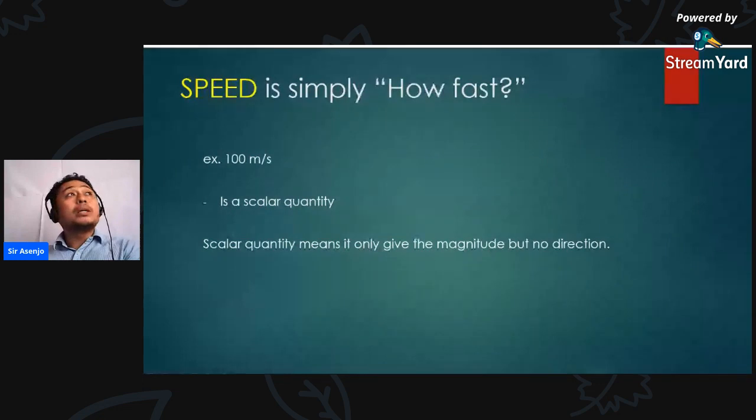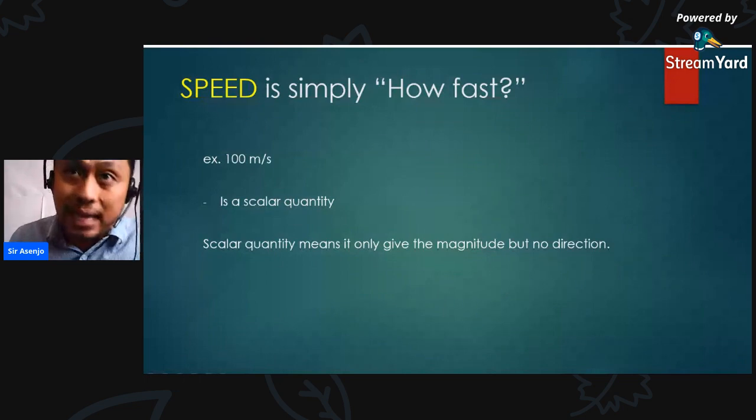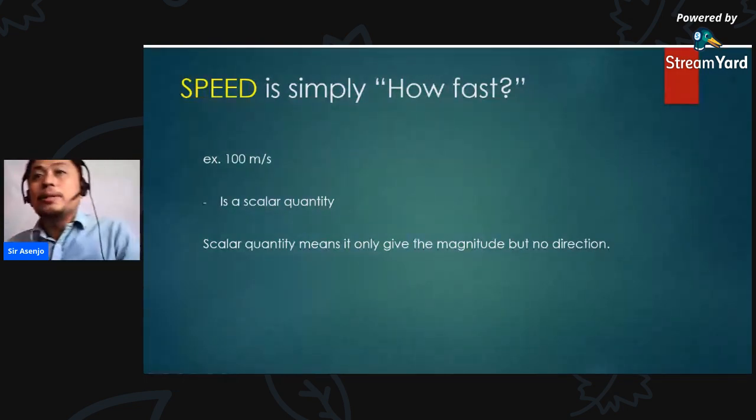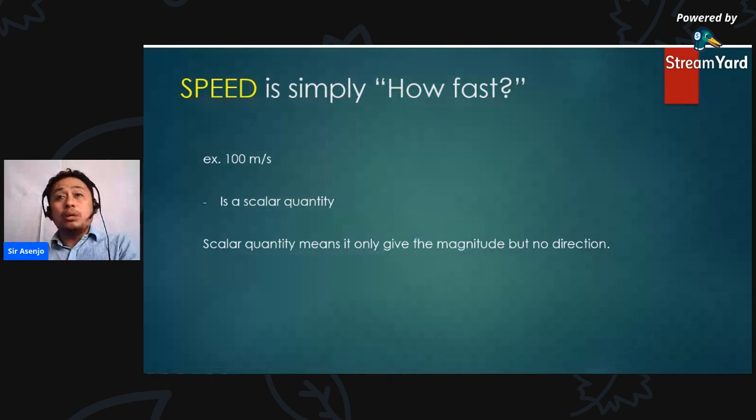Now, let's talk about speed. Speed is simply how fast; it answers the question how fast. For example, 100 meters per second. Speed is also a scalar quantity. What do we mean by scalar quantity? A scalar quantity only gives the magnitude but no direction. In that example, we have 100 meters per second. It talks about magnitude, but no direction is given. So speed is an example of a scalar quantity. Only the magnitude is given. Okay, you got it?